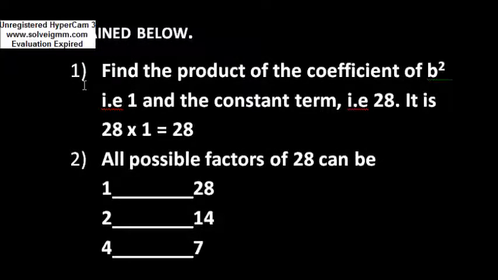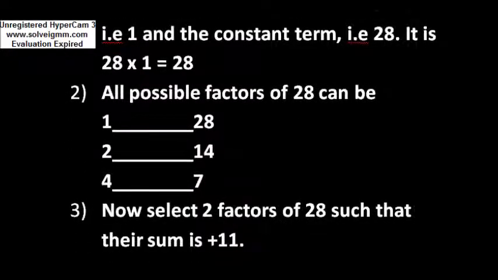Step 1: First of all, find the product of the coefficient of b square, that is 1, and the constant term, that is 28. So you will multiply the coefficient of b square, which is 1, and the constant term, which is the third term, 28. So 28 into 1 is 28. In the second step, you will find all the possible factors of 28. These factors can be 1 times 28, 2 times 14, 4 times 7.